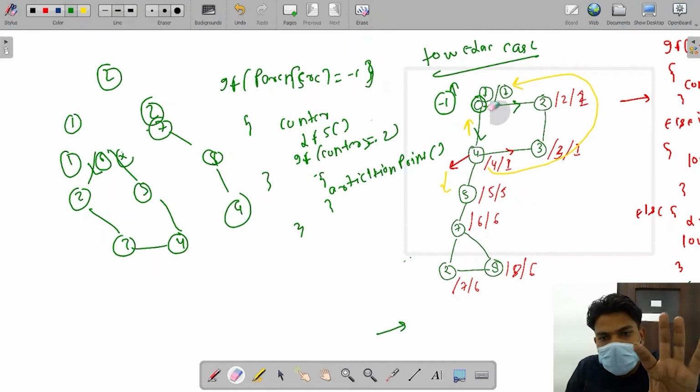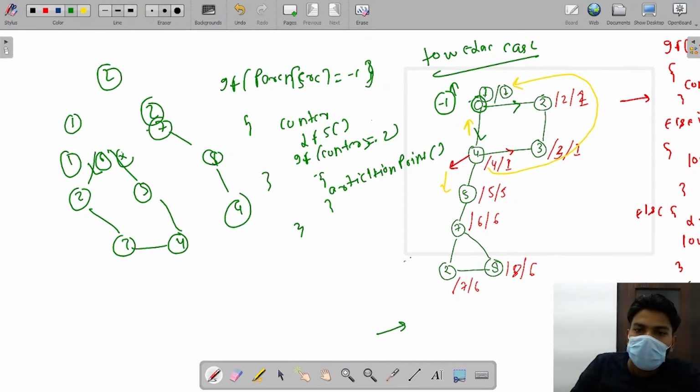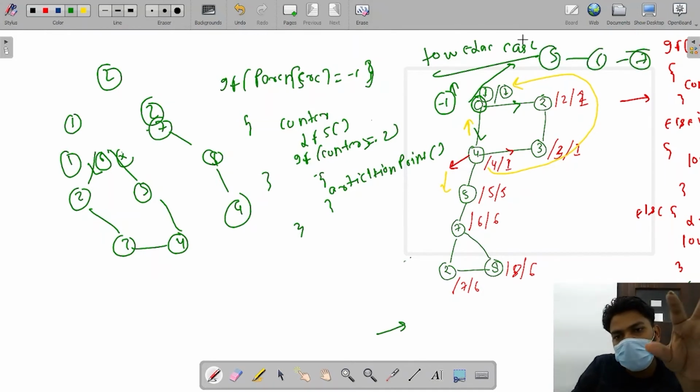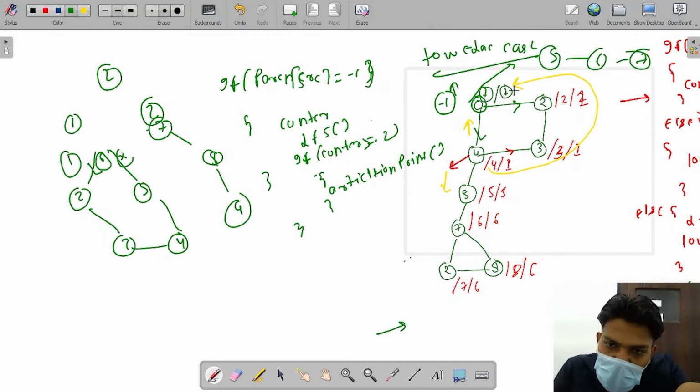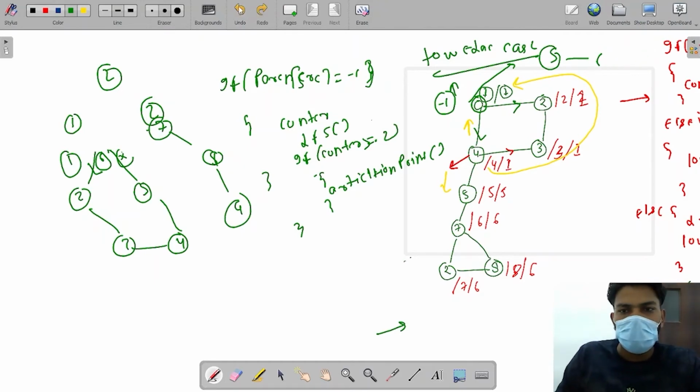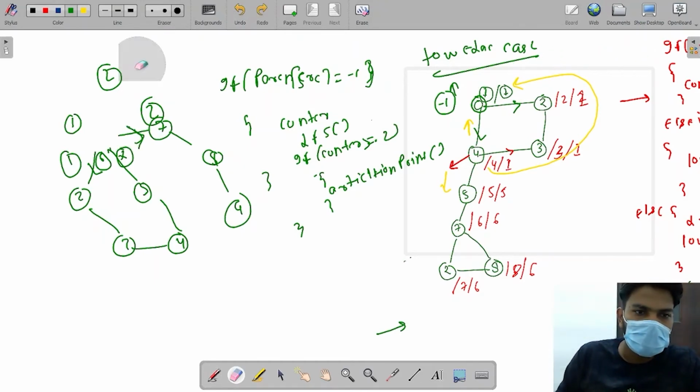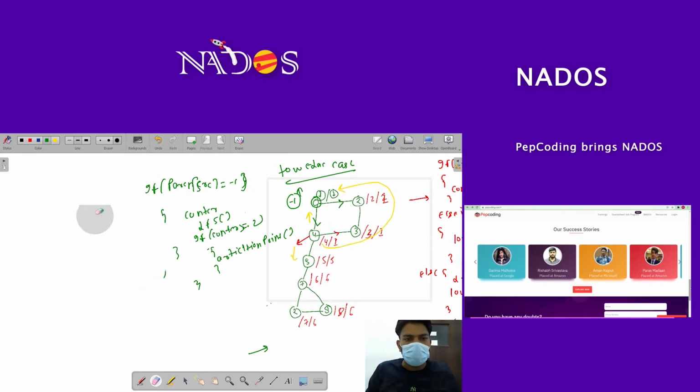So we just check that if this graph is called again anywhere, then this is your articulation point. Okay, so we put an extra check here. We put an extra check for this condition.